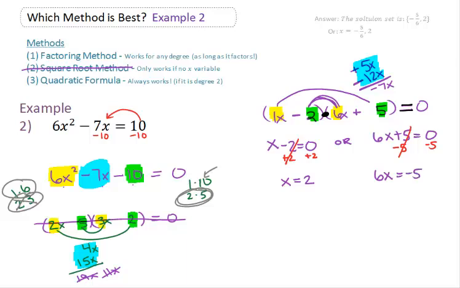And then to get rid of that 6, I divide by it. Gives me the answer of x is equal to negative 5/6. So my answers here are x equals 2 and negative 5/6. Or if it wants the solution set, you put both of those answers in the braces.